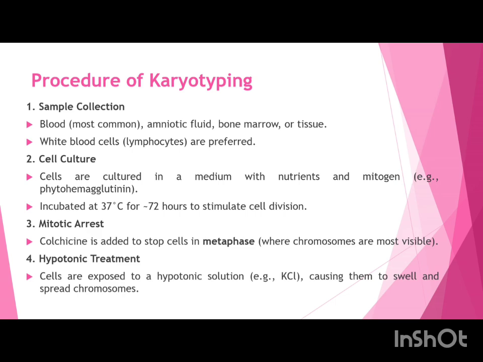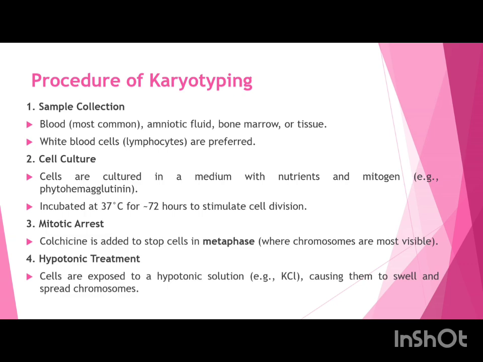Then the second step is to culture the cells. Being animal cells, we have to go with animal cell culturing mediums, the nutrients and the mitogens, as well as provide good temperature and incubation conditions, so that the cells can be cultured easily. Then the next step is we have to arrest all the cells in metaphase, because I have explained that the banding patterns are studied in the metaphase state only.